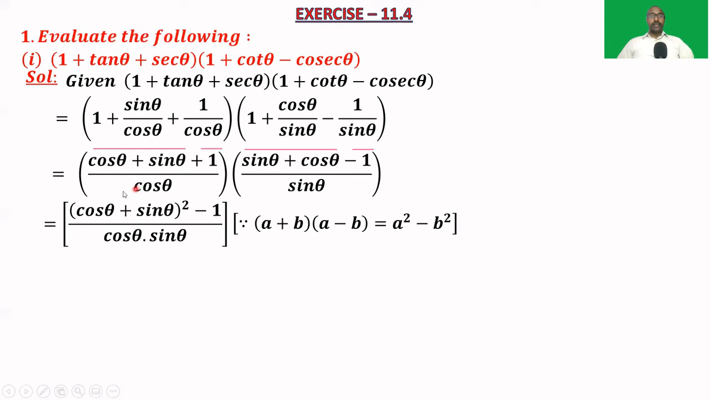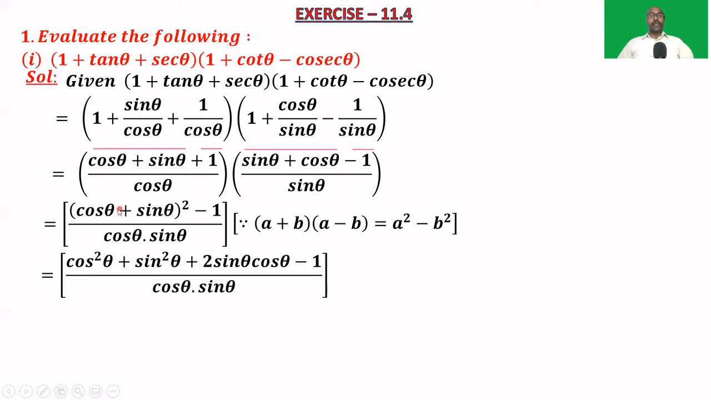So in that way we get cos theta plus sin theta whole square minus 1 by the product of denominators, which is cos theta into sin theta. Now again this cos theta plus sin theta whole square is of the form a plus b whole square. So by expanding this one we get cos square theta plus sin square theta plus 2 cos theta sin theta, that is a plus b whole square, a square plus b square plus 2ab. Minus 1 remains same and denominator remains same. Here the reason is a plus b whole square is equal to a square plus b square plus 2ab.